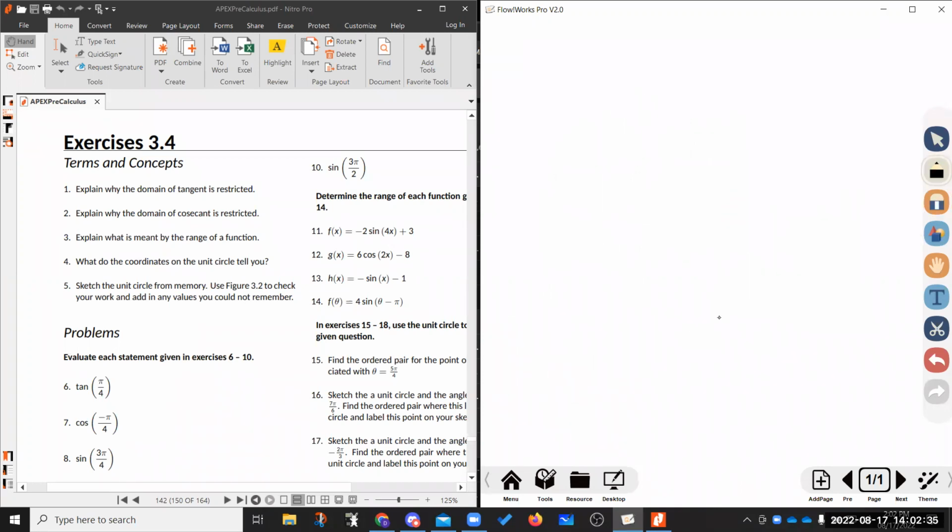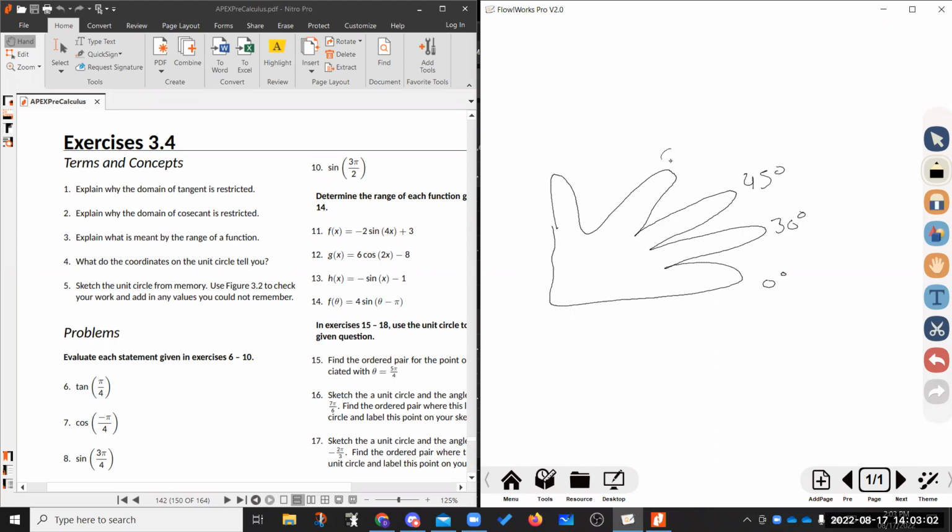The trick that I'm going to show you is to take your left hand and trace it. And I don't have enough paper to do that, so I'm just going to pretend that I'm drawing my left hand here. Okay, like that. So this finger here, your pinky finger, represents 0 degrees. This one is going to represent 30 degrees. This one 45 degrees. This one 60 degrees. And this one 90 degrees. They're not really those degrees, but those are your important angles.